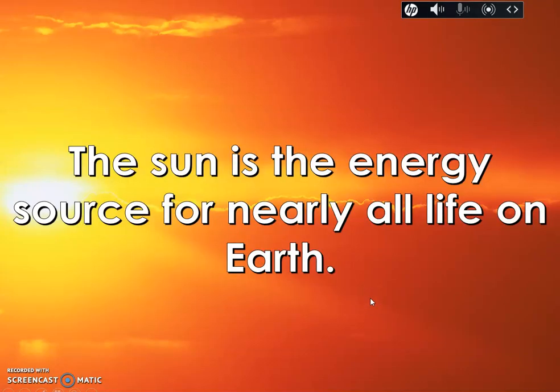Okay, so here should be the very beginning. You don't necessarily have to write this. This is just an understanding. But the sun is the energy source for nearly all life on Earth. Okay, so plants need the sun and we need plants, right? We get oxygen from plants, and if the plants don't have sun, they can't make oxygen.